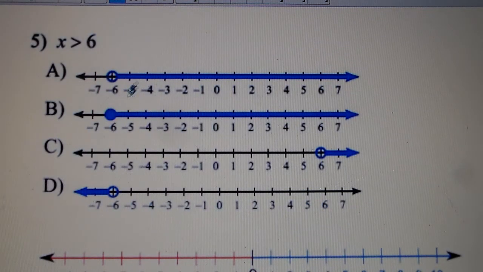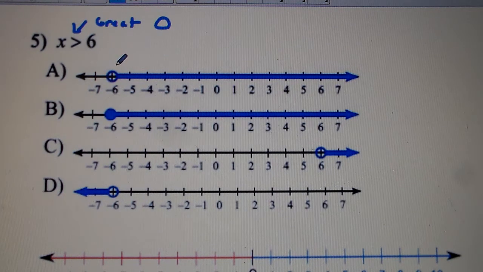I'll repeat myself. So you have x is greater than 6. So the little Pac-Man is eating the variable. So I know it's greater than. There is no equal to, so you know it's an open circle.